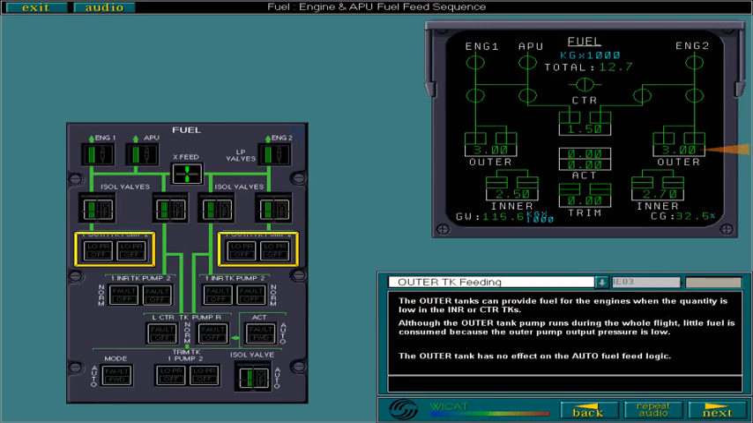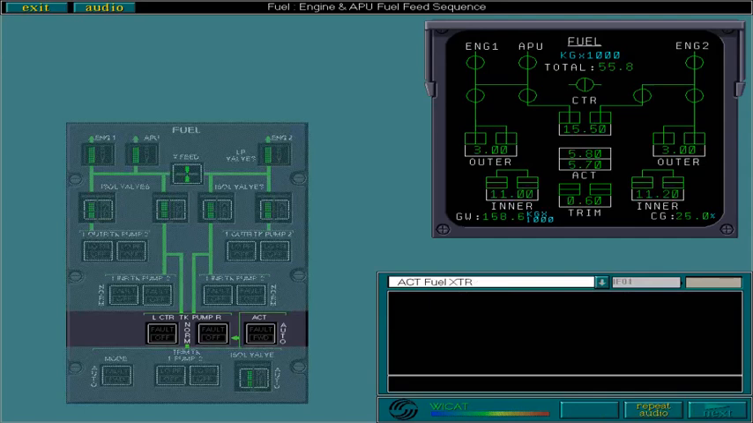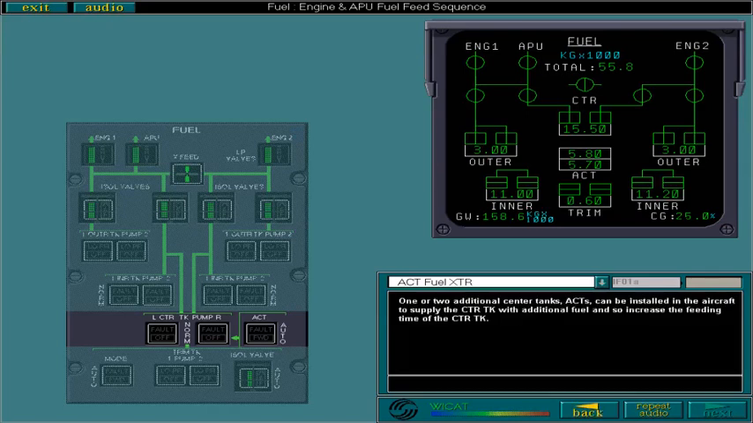Now let's look at how the centre tank can get additional fuel. 1 or 2 additional centre tanks, ACTs, can be installed in the aircraft to supply the centre tank with additional fuel, and so increase the feeding time of the centre tank. Note that fuel is transferred to the centre tank by pressurizing the ACTs, as there are no ACT fuel pumps.